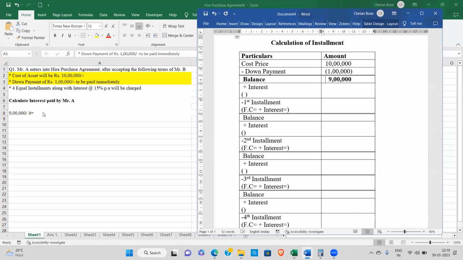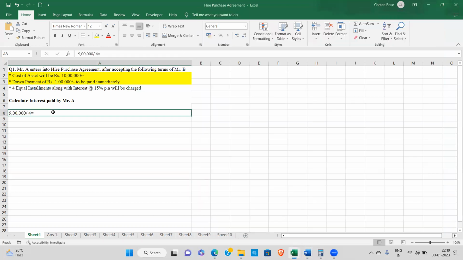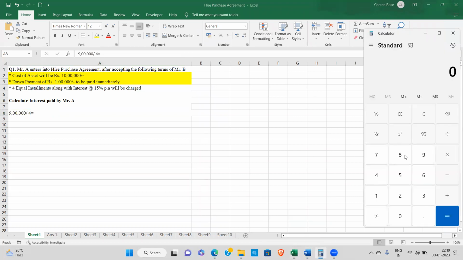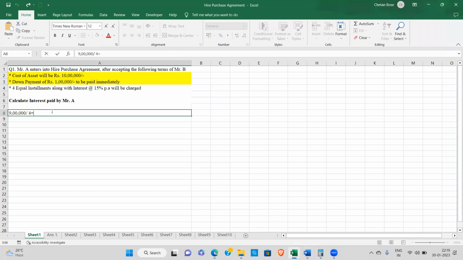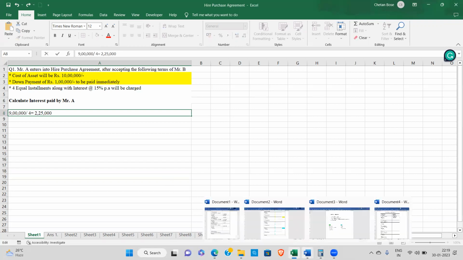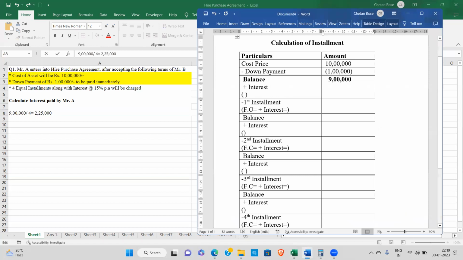Of course not. But he has given us, that is Mr. A, an option: you pay this 9 lakh rupees in 4 equal installments. It seems that Mr. B is so nice that he has given us the chance to pay the 9 lakh rupees in 4 equal parts, which means when we pay installment number 1, we will pay off 2,25,000 out of this 9 lakh rupees, the first installment. Then in the second installment, again 2,25,000 rupees.